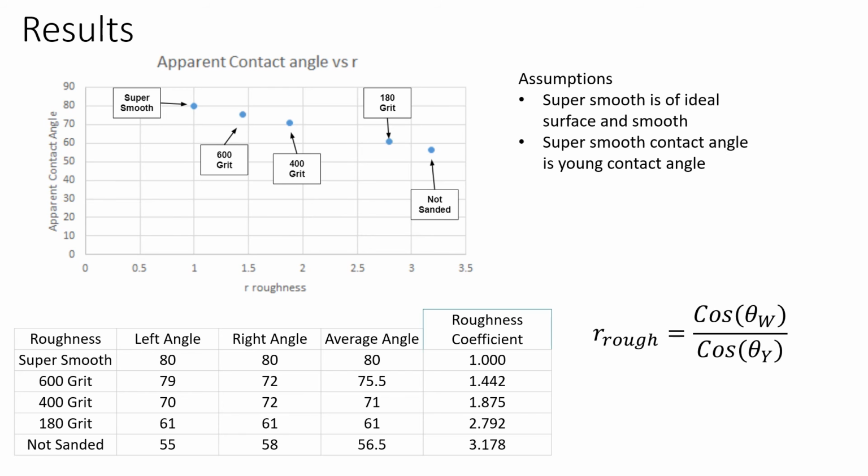If we assume that the super smooth surface is an ideal surface and the contact angle that we measured on that surface is in fact Young's contact angle, and we rearrange the Wenzel model equation to solve for our roughness coefficient, we get a range from 1 to 3.178. Looking at our graph, we can see that as we increase our surface roughness, the contact angle that we can see does in fact decrease.